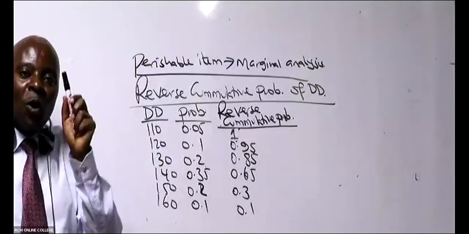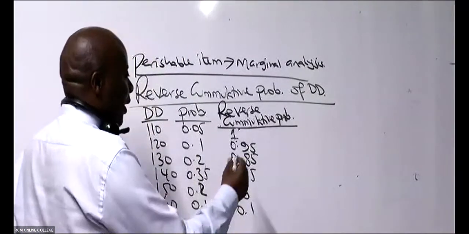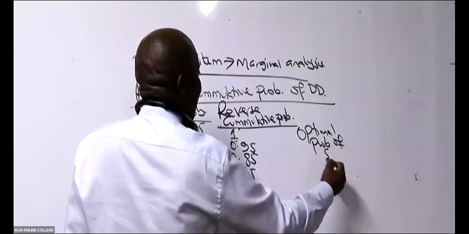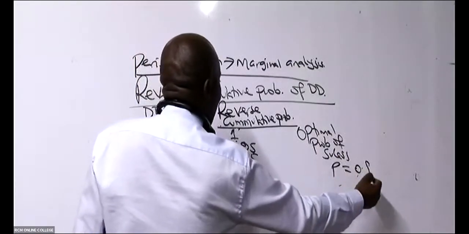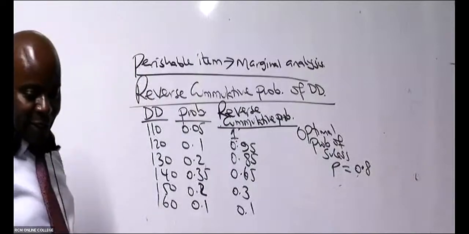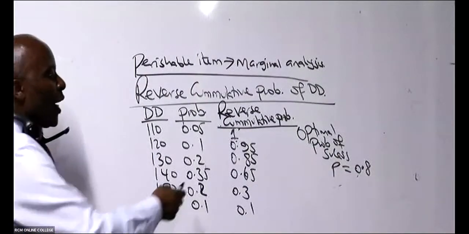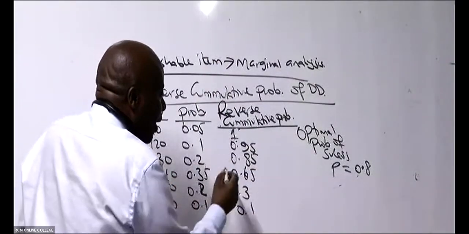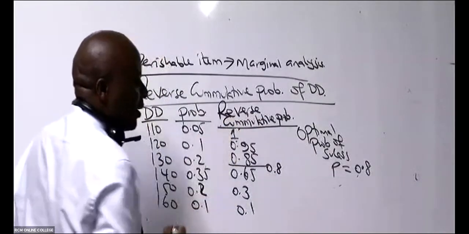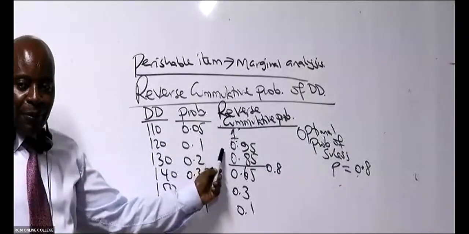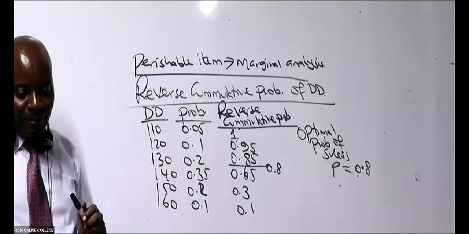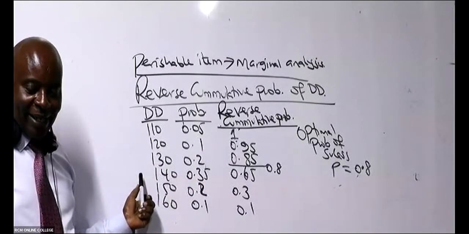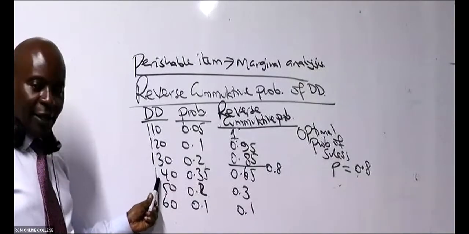But now remember, you have your optimal probability of success. Do you remember that figure? Our P was 0.8, isn't it? So please locate 0.8 in this cumulative. My 0.8 is in between 0.65 and what here, somebody? 0.85, yes. So it means I have to stock between how many newspapers? I have to stock between 130 and 140.